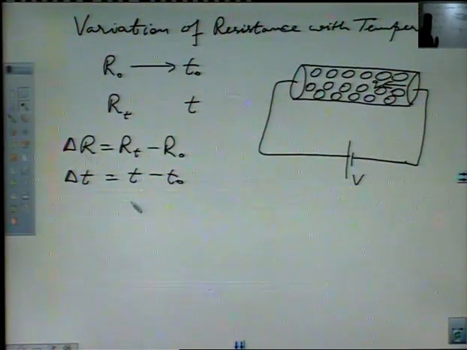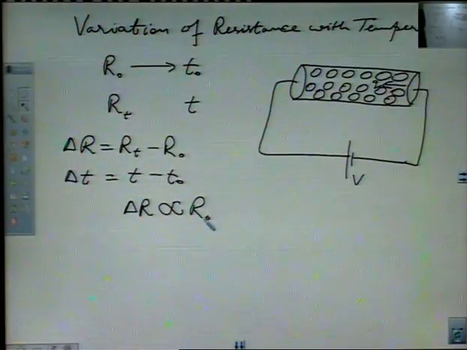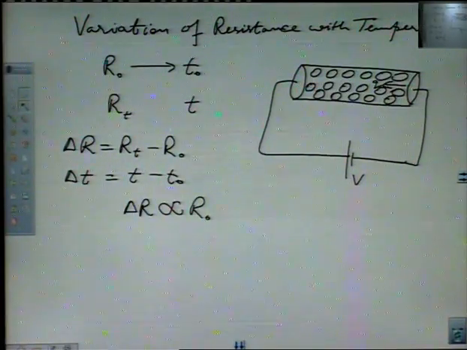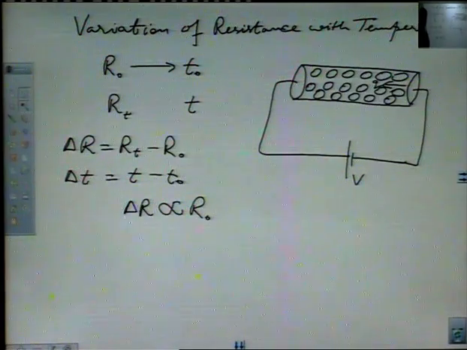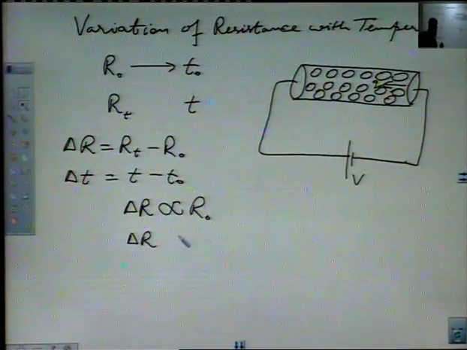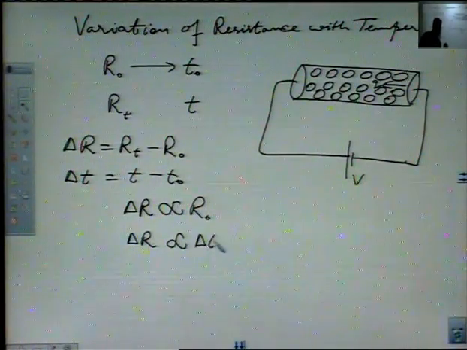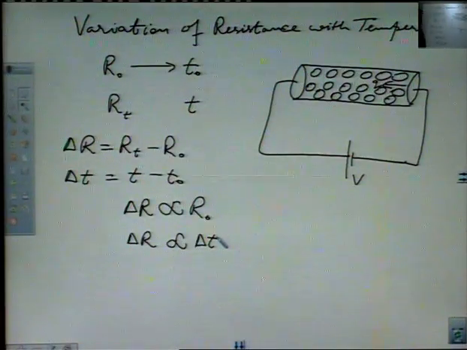Experimentally, it is observed that this delta R is directly proportional to R naught, the original resistance of the conductor. The larger the original resistance of the conductor, the more the change in its resistance. Again, this delta R is also proportional to delta T, the change in temperature. More the change in temperature, more will be the change in resistance.